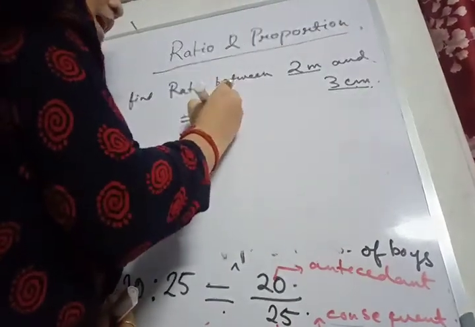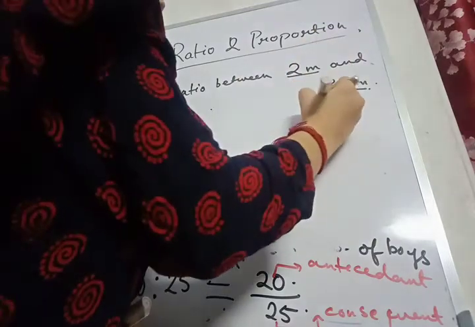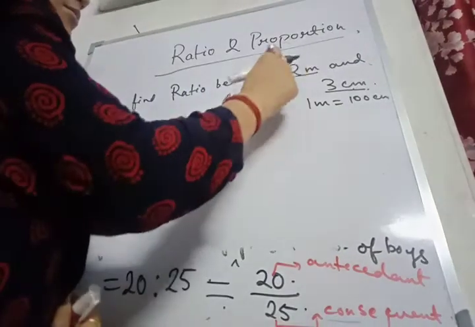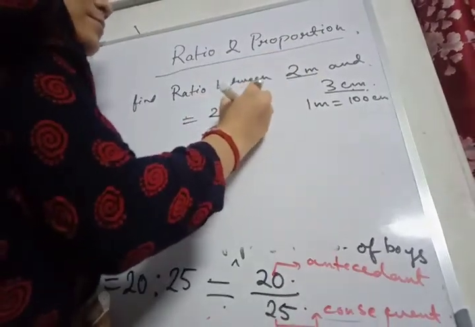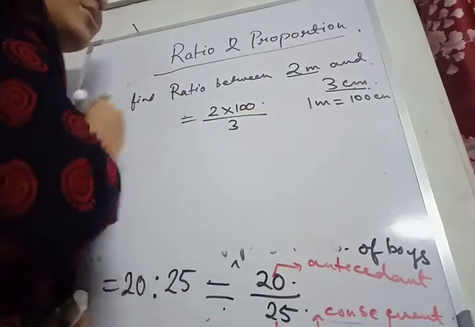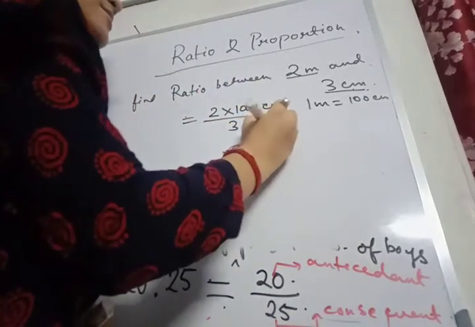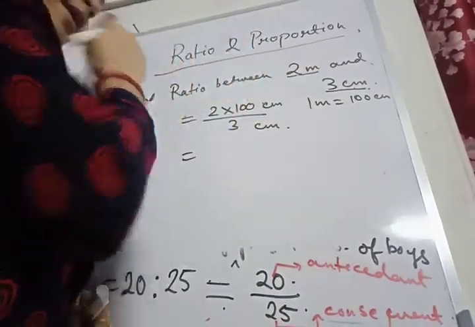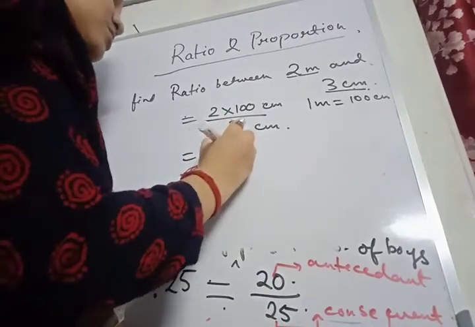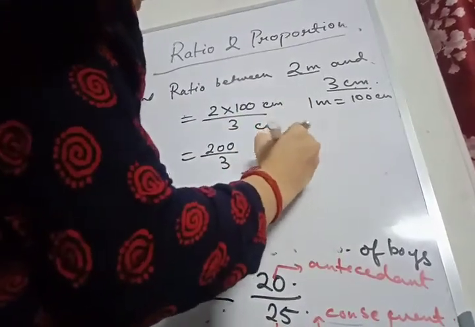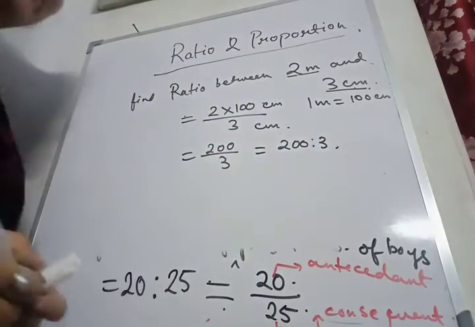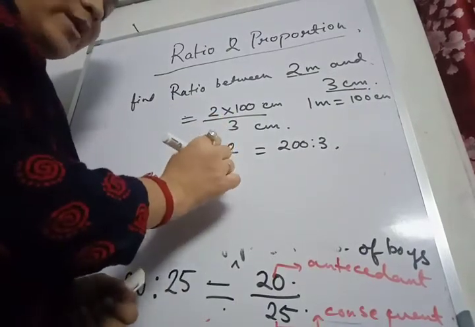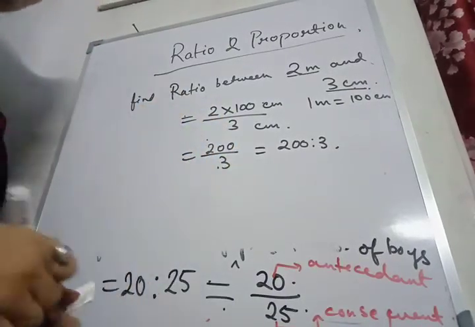Right? So if I get this kind of question, I find out the ratio between 2 meter and 3 centimeter. So what do I do? I convert meter to centimeter. We know 1 meter equals 100 centimeter. So 2 meter, we are going to multiply 2 into 100 divided by 3 centimeter. This is also in centimeter, this is also in centimeter. Means these two quantities, initially they were not of the same units. Then we converted them, then we can do the ratio. This is 200 by 3, or we can write 200 is to 3. Right. This is the simplest form because these two numbers, that is both antecedent and consequent, are not divisible by a common number. So this will be the ratio.